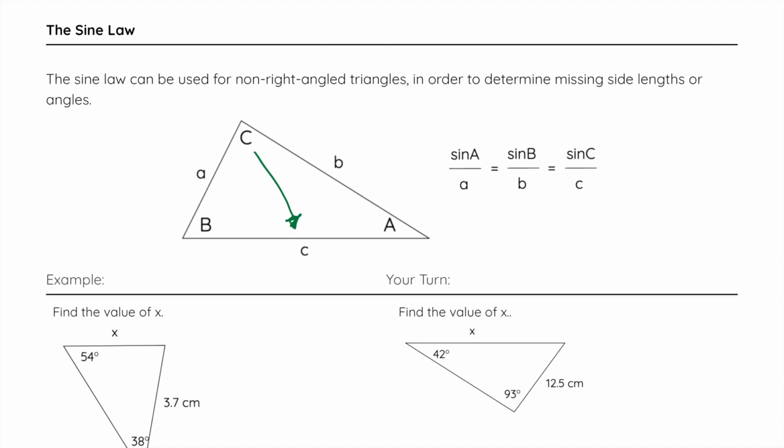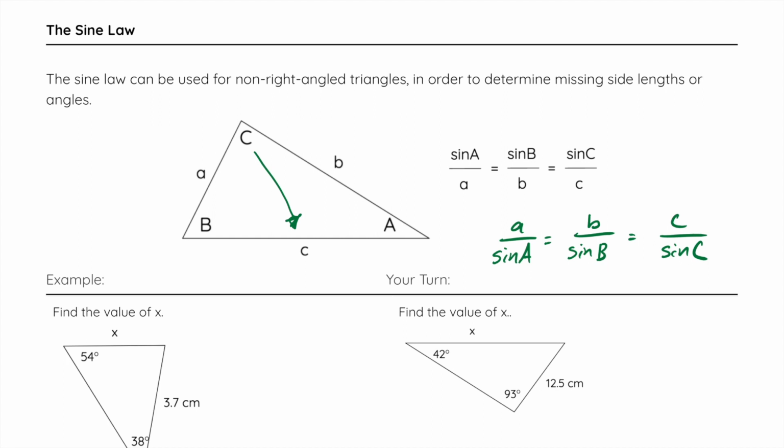And so it's just as correct to say that a over sine A is equal to b over sine B, which is equal to c over sine C. Depending on the information I have determines which one of these ratios I'm going to use and the way I'm going to write it. However, you can use either one. As long as you follow the correct algebra rules, you'll still be correct.